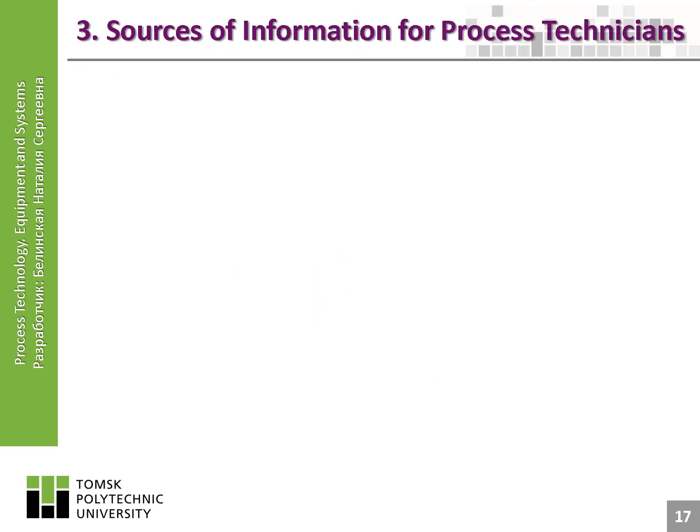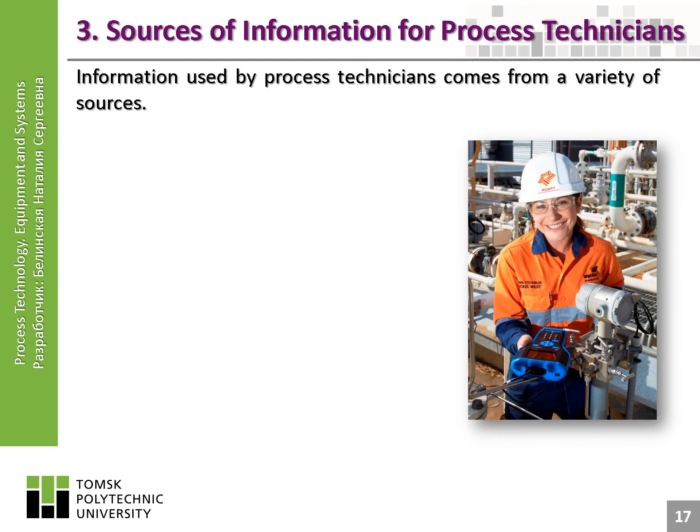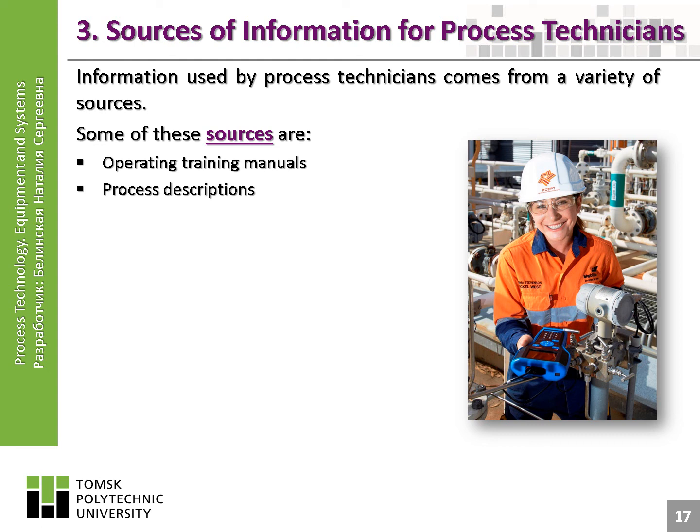Sources of information for process technicians. Information used by process technicians comes from a variety of sources. Some of these sources are operating training manuals, process descriptions, process control manuals, equipment summaries.